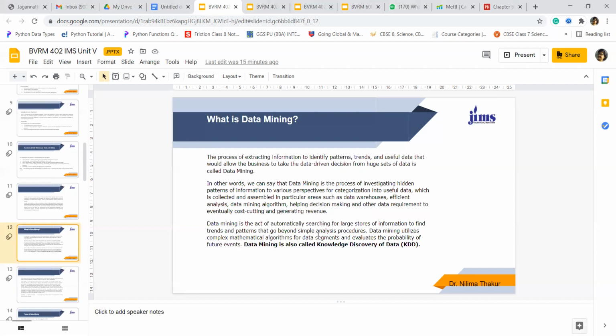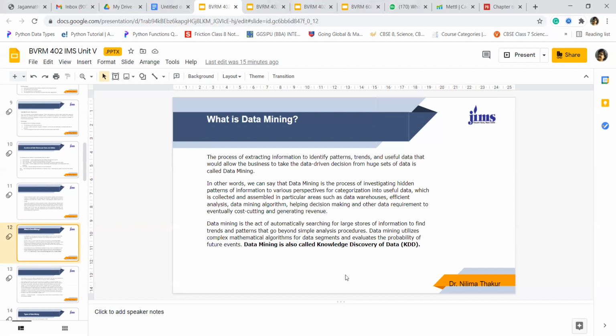Data mining is the act of automatically searching large stores of information to find trends and patterns that go beyond simple analysis procedures. Data mining utilizes complex mathematical algorithms. Algorithms means step-by-step procedure to complete the task, for data segmentation and evaluating the probability of future events.